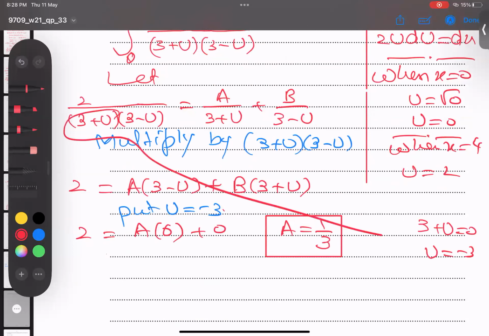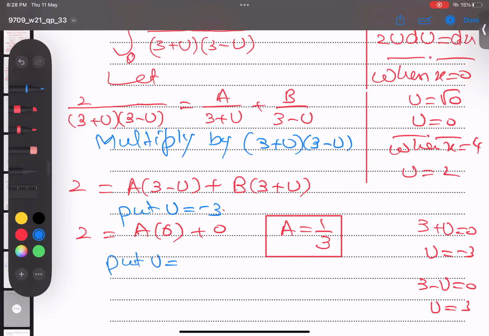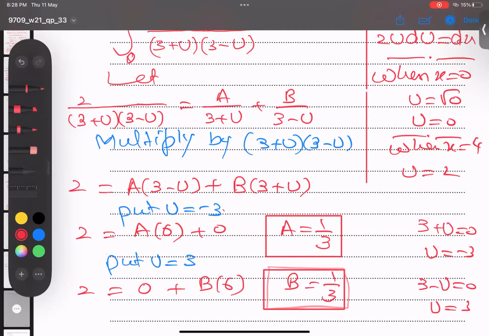First, I plug in this equal to 0. Now I plug in the second part equal to 0. So 3 minus u equal to 0, u becomes positive 3. I put u equal to 3 this time. Can I plug in the left side? No change, as it is. When I plug in, 3 minus 3 becomes 0. When I plug in 3, 3 plus 3 becomes 6b. And finally, I get the b value is 1 over 3 once again.